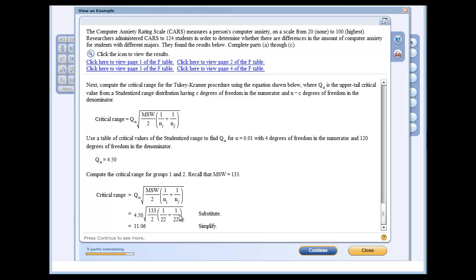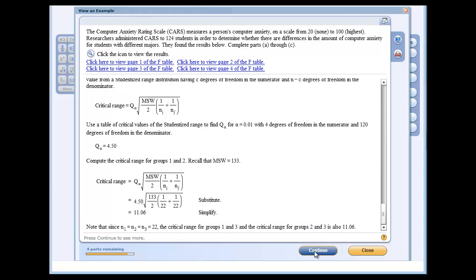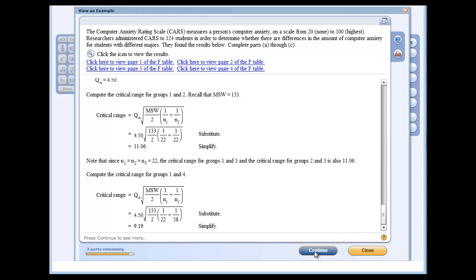Then what are we doing? We're getting a critical range, and we're going to say what the critical value is for saying that a comparison is actually different. It's going to do your 6 comparisons and get your 6 different values. One of the groups doesn't have an equal n, so you're going to get 2 different values here. One is 11.06, one is 9.19.